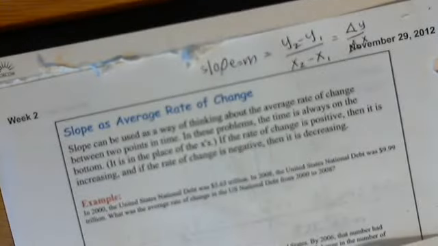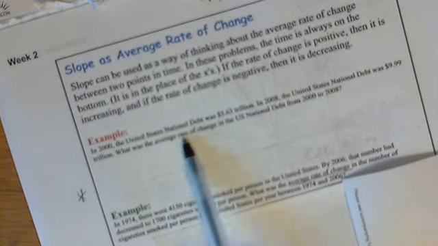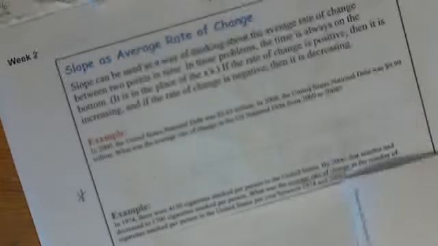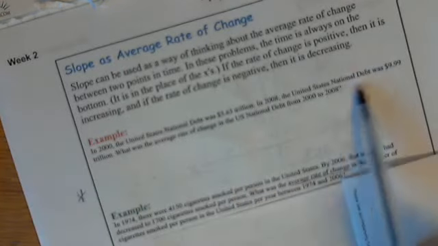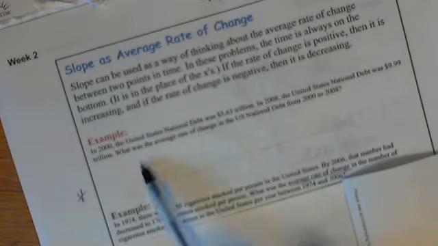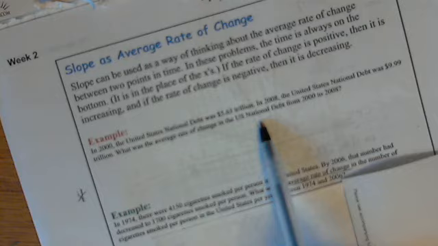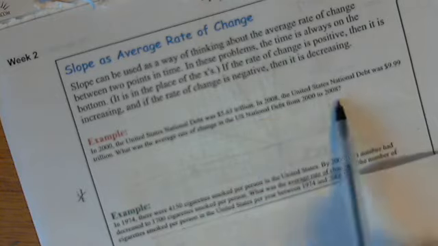As you read these slope problems, try to identify what two variables are changing, and which is going to be my y and which is going to be my x. So in our first problem, we've got in 2000, the United States national debt was $5.63 trillion. In 2008, the debt was $9.99 trillion. What was the average rate of change in the U.S. national debt from 2000 to 2008?